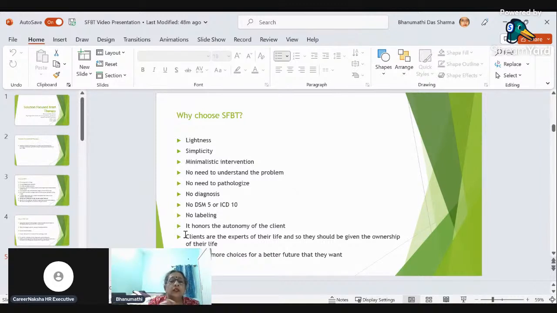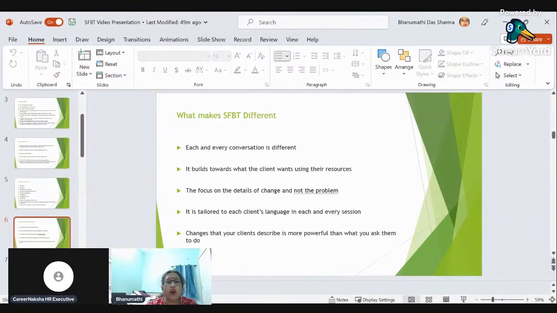Most important, it honors the autonomy of the client. Clients are the experts of their life, and so they should be given the ownership of their life. Clients come for maybe an hour's therapy and they talk about their problem, say 15 to 20 minutes. And are we competent to decide what is good for the clients? They know what they are going through. They are the experts of their life. But as a therapist, we act as if we know what is good for them. In SFBT, this is not done. Clients are the experts and they should be given ownership. The moment you give them the ownership, responsibility is equal to power, and responsibility is taken, it's not given. The moment they take responsibility, they enjoy the fruits and they take credit for the success also. It leaves more choices for a better future that they want, not what the therapist wants or the referrer wants.